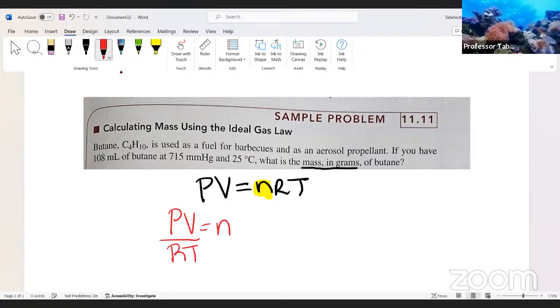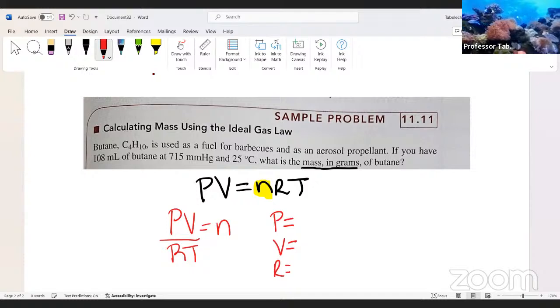And that's how you get your n, okay? So you're basically dividing both sides by RT, without really messing this formula up. You're dividing both sides by RT to get your n isolated by itself. Now, what we're going to do is write down all the other components of what we have, okay? We've got P, we've got V, our R constant is according to the millimeters of mercury, and we also have the temperature, 25 degrees that we have to convert.